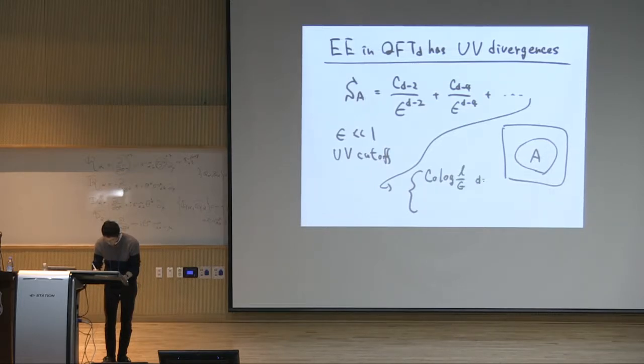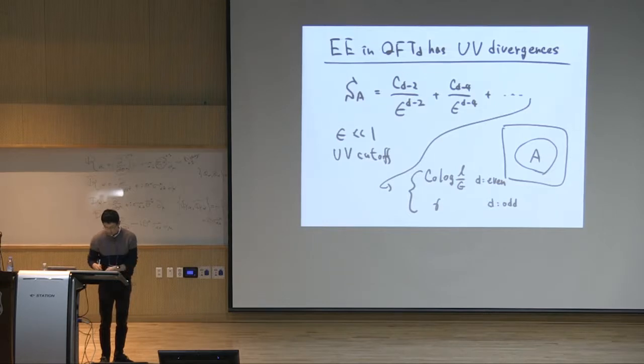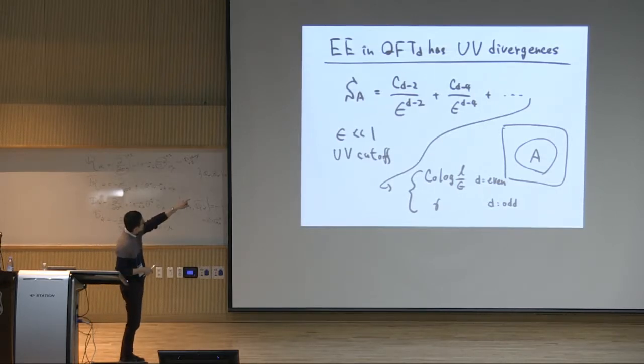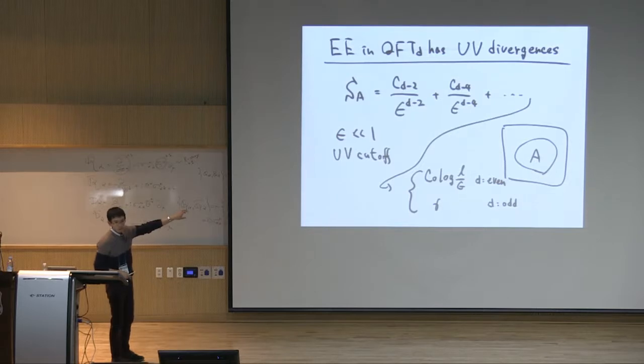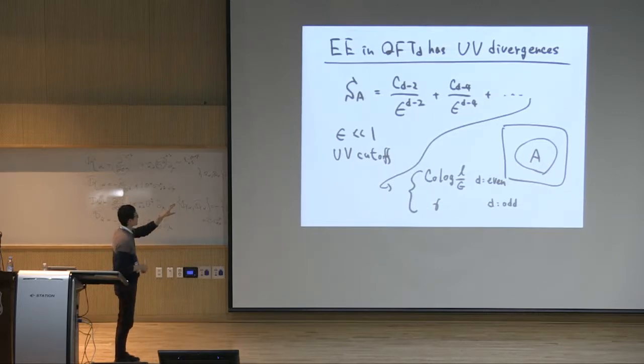So this is a case when d is even. And when d is odd, you have some constant. The reason why you have a log UV divergence is that the power of the UV divergence decreases in this way. When the exponent becomes zero, you replace epsilon to the zero with log. So that's why you have a log divergence. On the other hand, when d is odd, you don't get epsilon to zero, so there is no log UV divergence. So depending on dimensionality, entanglement entropy has different structure.